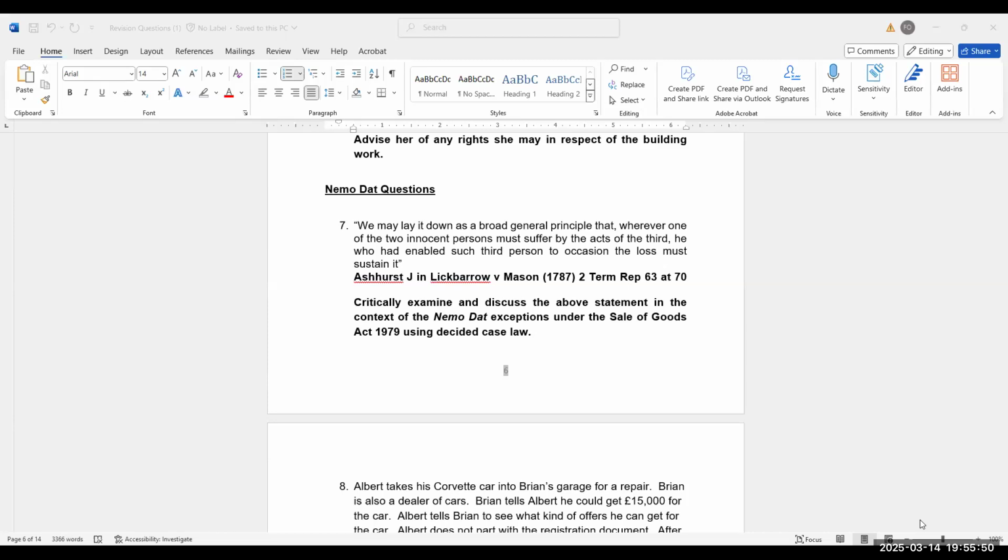So this is the next exception, the third one we're talking about. We talked about estoppel, we talked about sale by a mercantile agent. Now we're looking at the person with a voidable title. Contracts are automatically void if there has been a mistake or if the contract is illegal. So if you've entered into a contract for an illegal purpose, it is void. You cannot pass title, so you cannot get a subsequent title from such an originating contract.